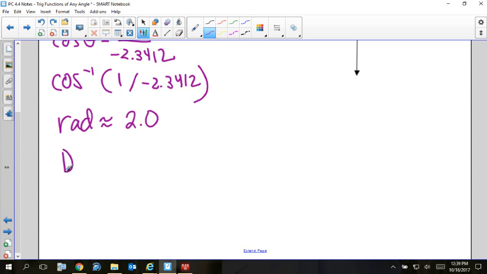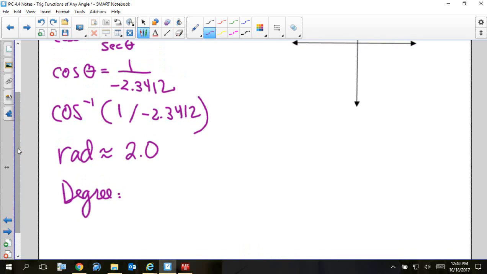And then we need our degree. How am I going to find degree? Times by 180 divided by pi. And you get what approximation for degrees? 115.30 degrees.